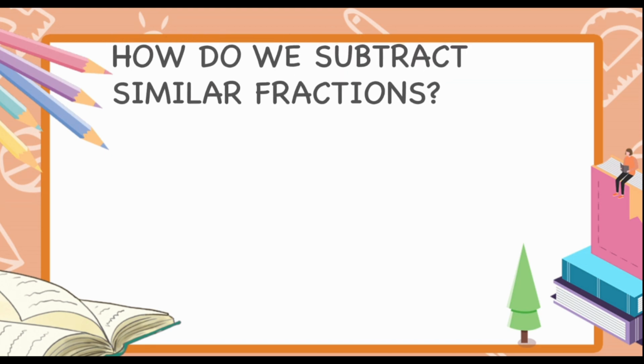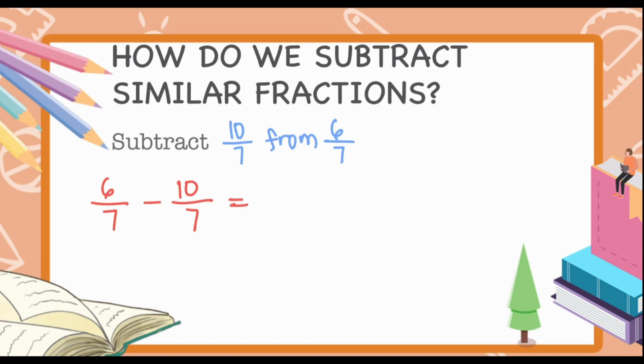How do we subtract similar fractions naman? Okay, so let us try this example. Subtract 10 over 7 from 6 over 7. So, from the question, we have the word from. So, ibig sabihin, 6 over 7, we will write it first. Then 10 over 7 is the number or fraction on the right side. So we will write it like this. 6 over 7 minus 10 over 7.